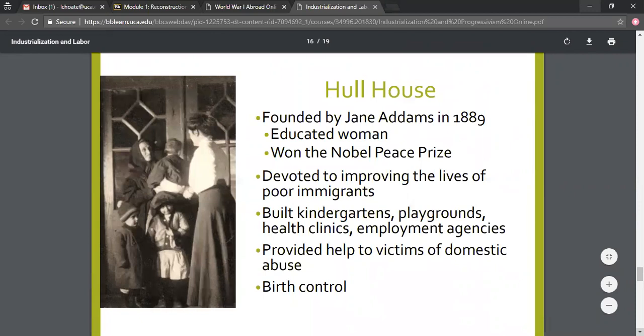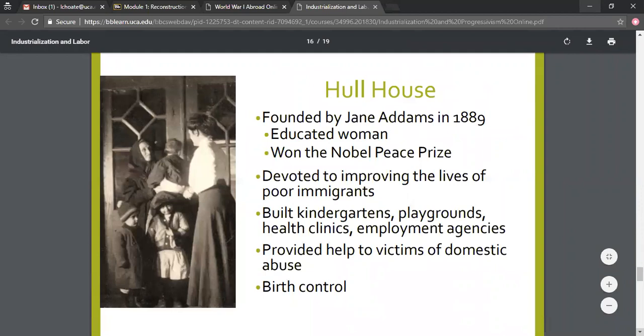The Hull House began in Chicago, and it was a place that worked to raise money to build kindergartens and playgrounds and health clinics and unemployment agencies. And it also provided a safe haven to victims of domestic abuse or people who needed to come and get food or people who needed to drop their kids off for childcare while they went to work.